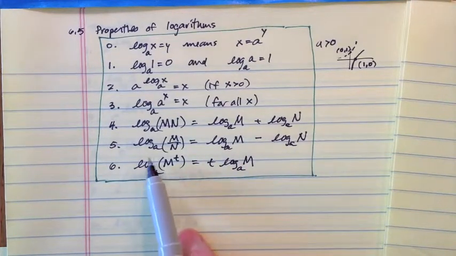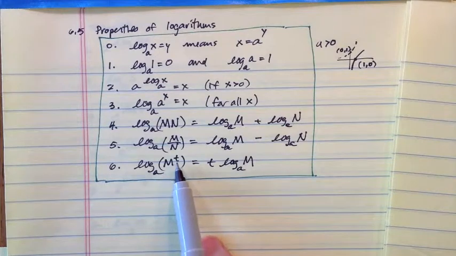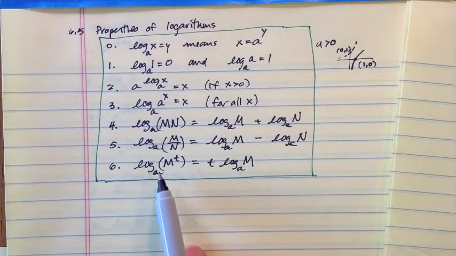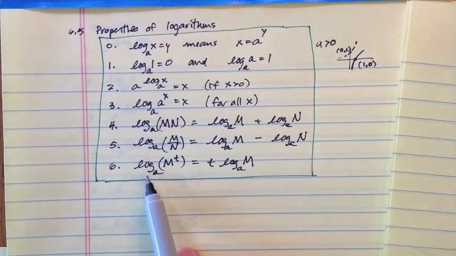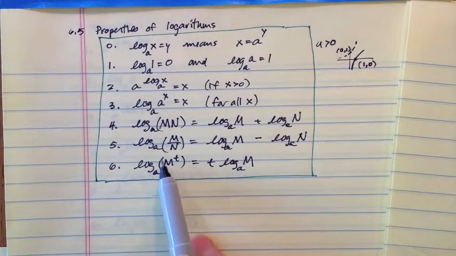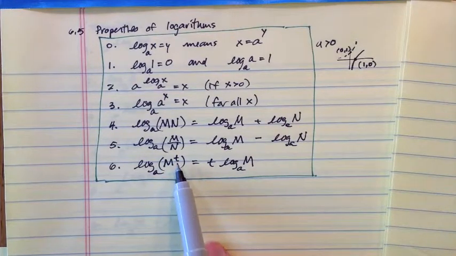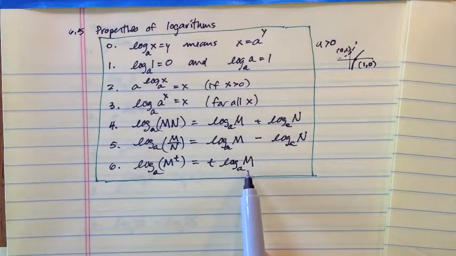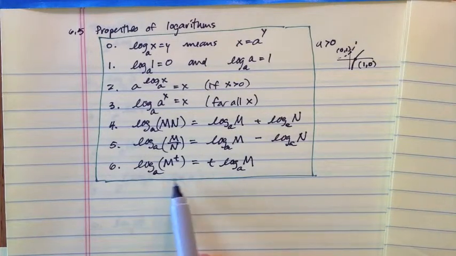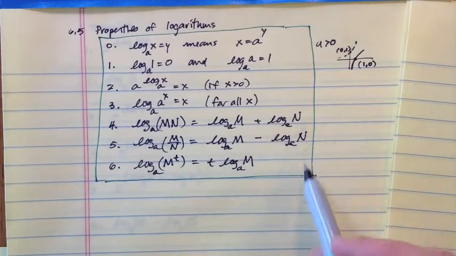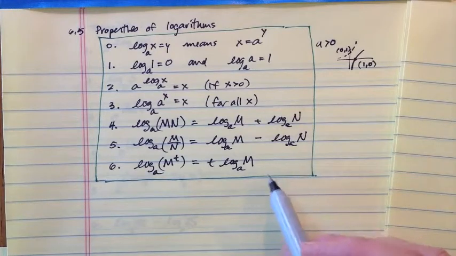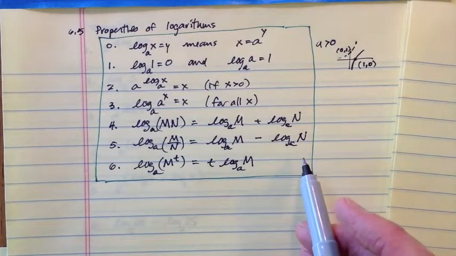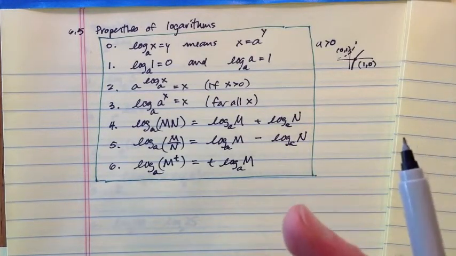And finally, rule 6 says log base a of m to the t is t log base a of m. That is, if you're taking the logarithm of something which is a power, then that exponent gets to come down in front and the thing inside the log can be made simpler. These last three are all laws of exponents, written from the point of view of the exponent, I guess.